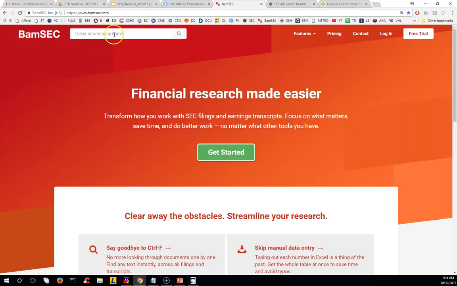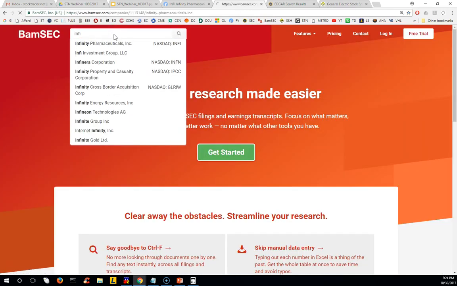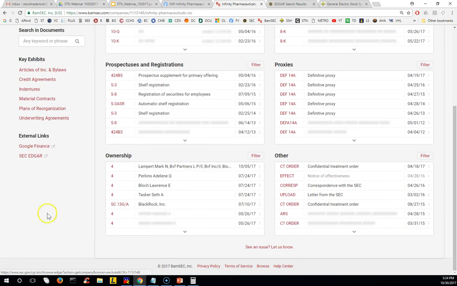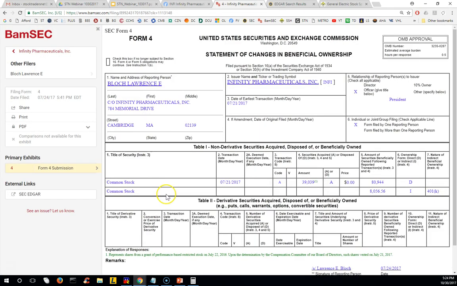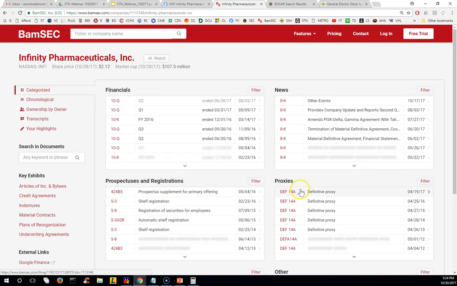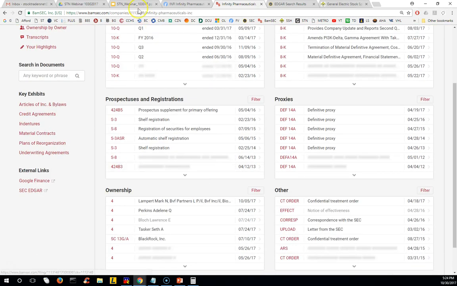Go back. This is the home page. I'm just typing in the symbol. You'll notice part here is the ownership. So you can go look up, I'm trying to get an easy name, Lawrence. What does Lawrence own of INFI? When he bought it? What he paid? Why he bought it? So there's just a lot of information available to us, and we have to discern what is important. Okay?